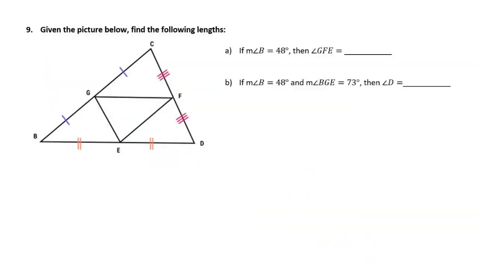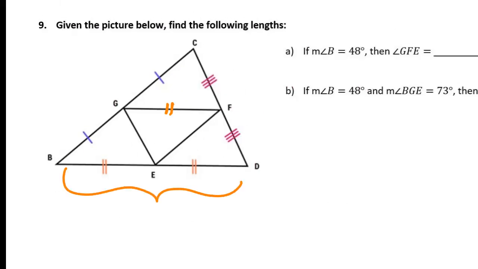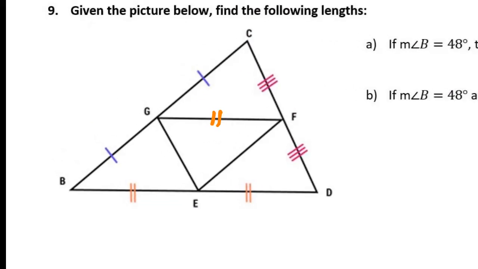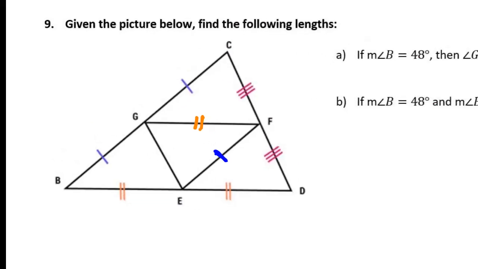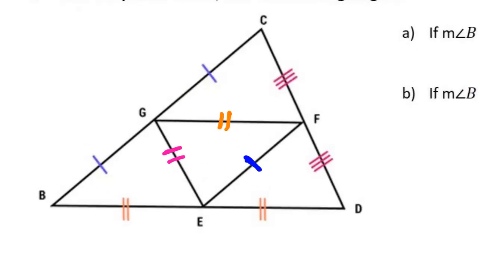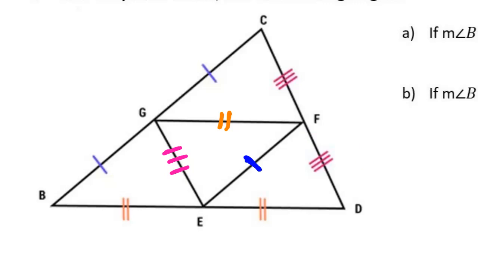Same picture, so I'm going to add my same markings on here. We said that GF, which is a midsegment, is half the size of BD, so it's the same as each of these little pieces here. EF is congruent to each one of these little pieces here because it's half of that full side. And GE is the same size as each one of these segments because it takes 2 to make that full side, and GE is half of that.